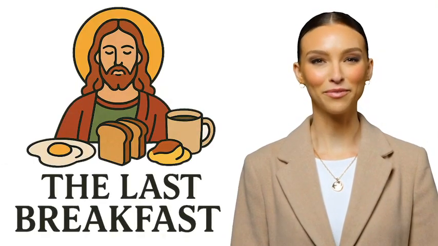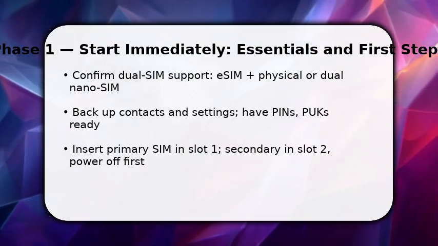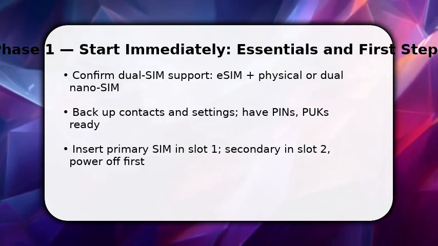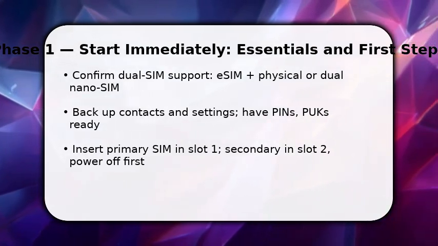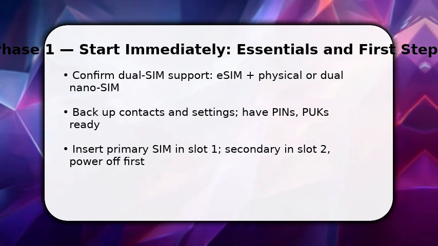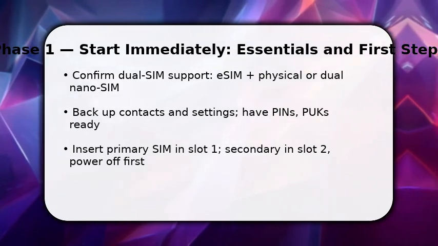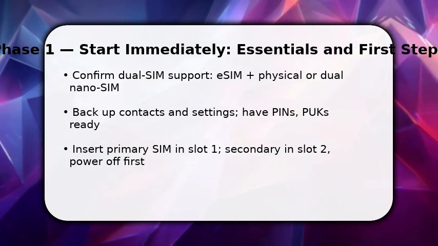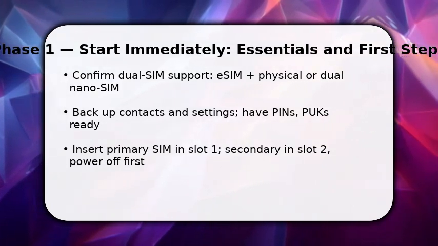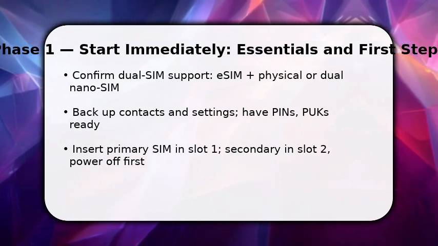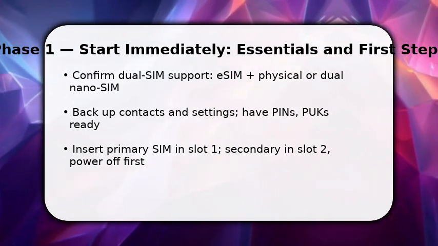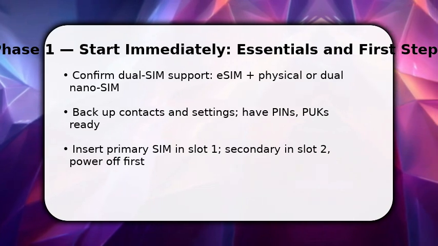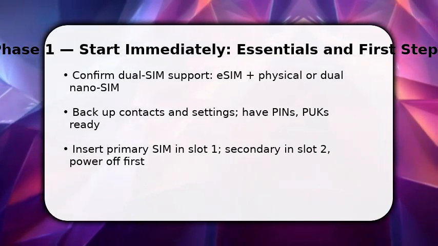Please enjoy the video. You'll start by verifying hardware and account basics. Make sure the device supports 2 active lines, eSIM or 2 physical SIMs. Once confirmed, backup contacts and note PIN/PUK codes so you can recover quickly if needed. Power off the phone, then insert the primary SIM into slot 1 and the secondary SIM into slot 2.